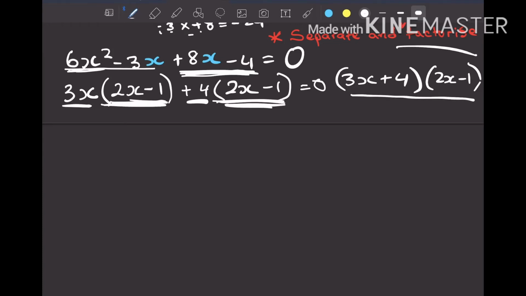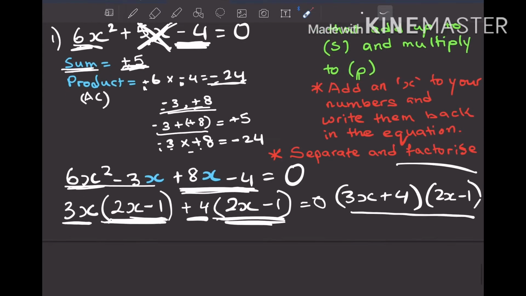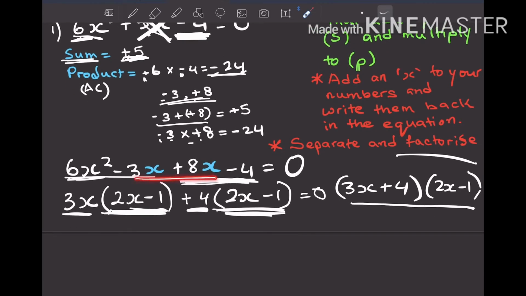Honestly, there's nothing else to do. You just follow these steps. You have to find the S and P number, and then you find two numbers like we did here, minus 3 and plus 8, that add up to give you the S, and multiply to give you the P. And then you add an X to both of them and add them back in the equation.